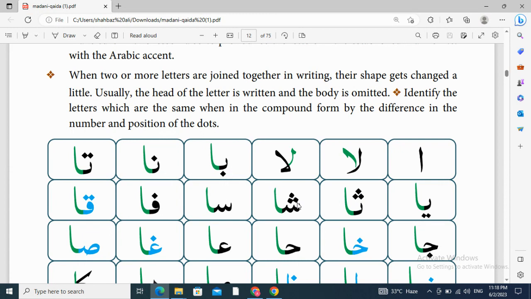This letter is sheen, because sheen has three dots at the top. Sheen alif, sheen alif. Seen alif. This letter is a letter of safeer, which means that while reading seen, a high pitched sound should be created. Seen. Seen alif.